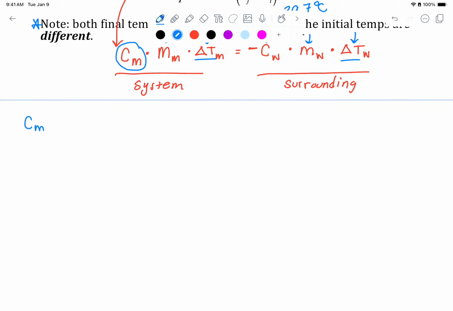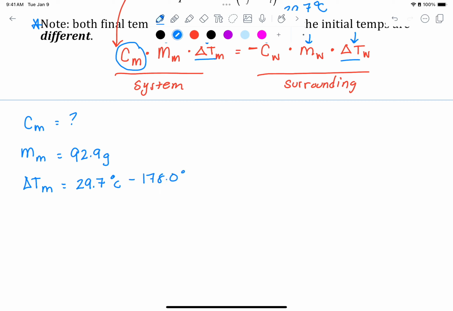So we have Cm, mm, delta T of the metal. Cm is what we're looking for. The mass of the metal was 92.9 grams. The delta T of the metal was 29.7 degrees C minus 178.0 degrees C. So that's our final minus initial. And this gives us a delta T of negative 148.3. You've got to keep that negative there.